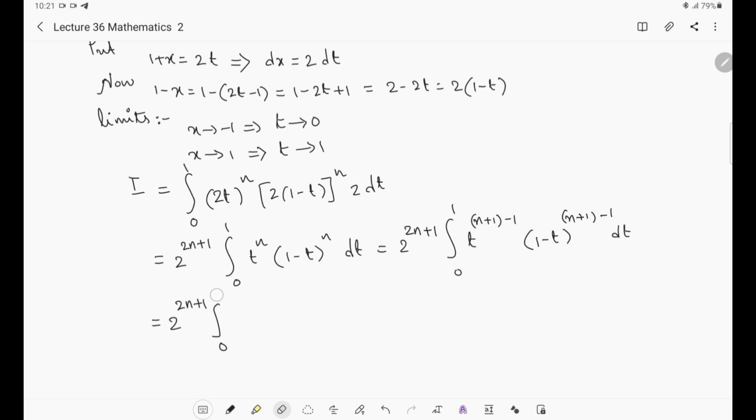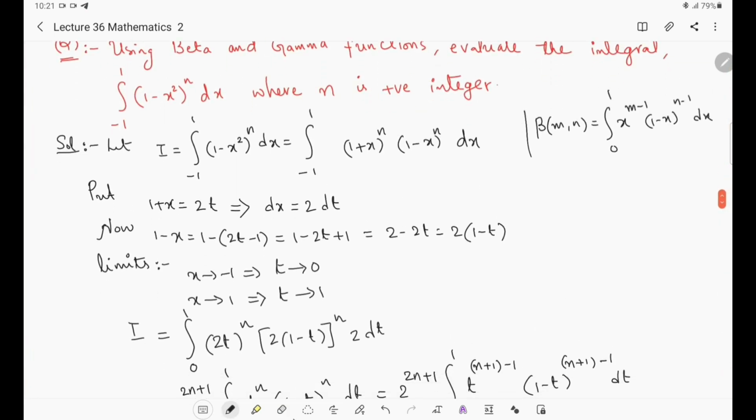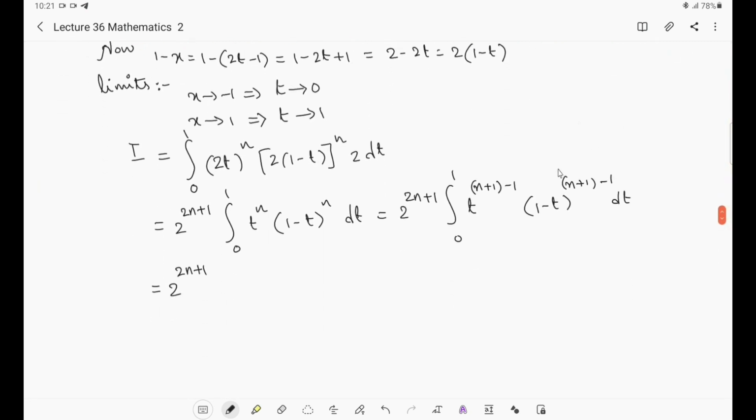We don't need to write the integral now. Directly we can use the definition of the beta function. According to this, if m is here, then we will get m here also. If n is here, we will get n here. But here we are having n plus 1 here and n plus 1 here. So this will be beta of n plus 1 comma n plus 1. So finally 2 power 2n plus 1 times this.